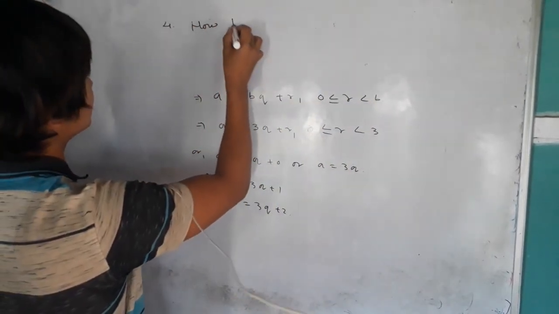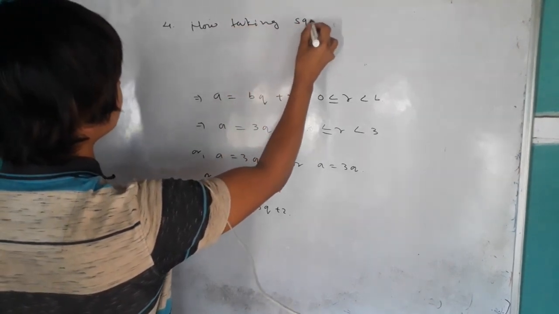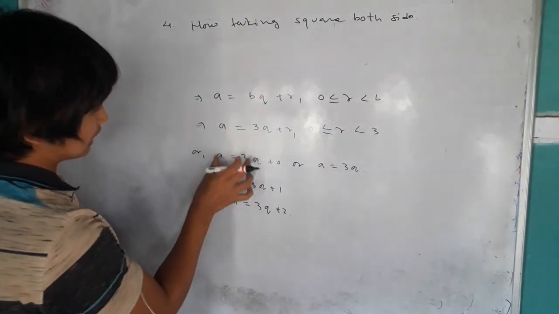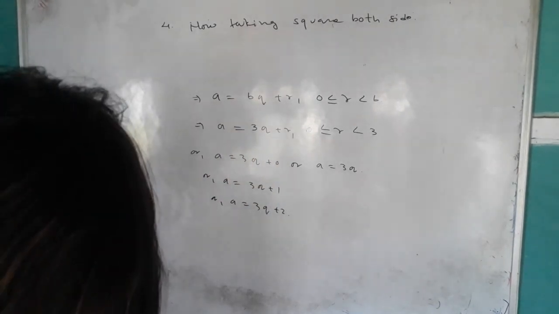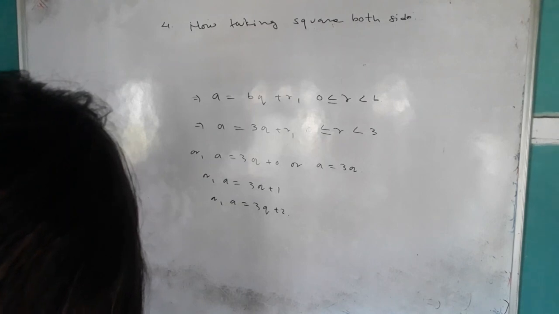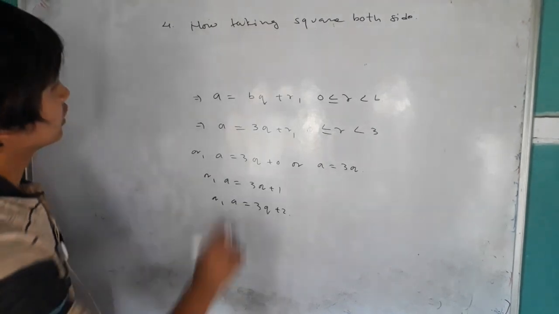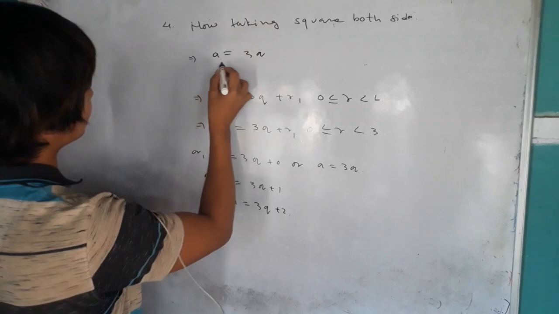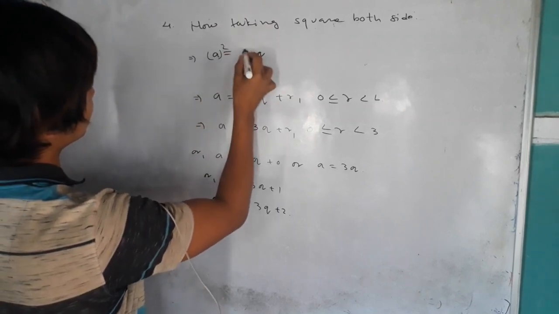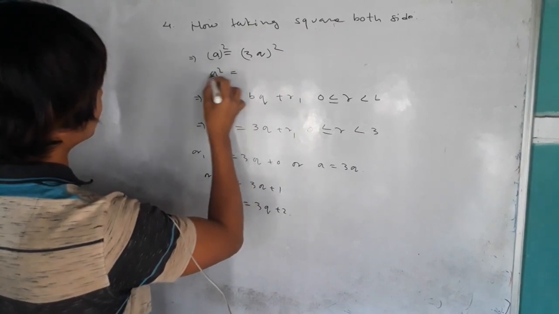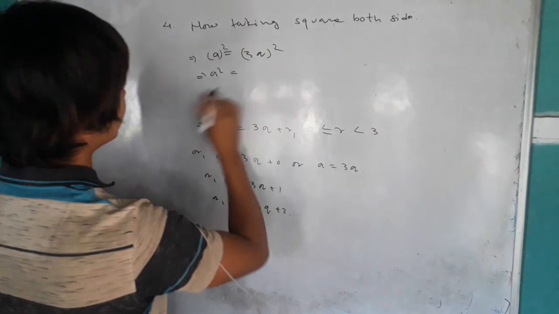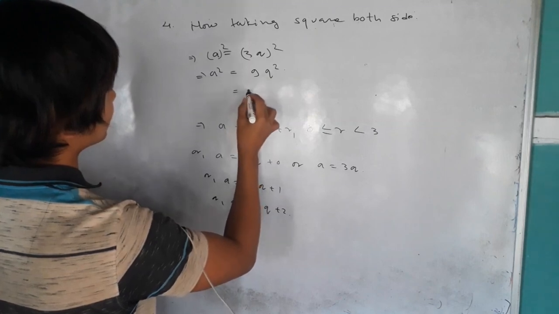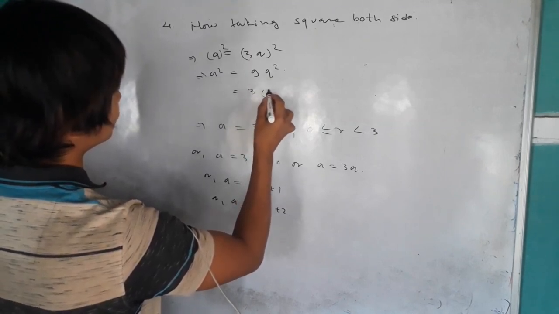Now taking square both sides. Here is a equals 3q. So we will square this both sides. Squaring, what will be the answer? This will be a square, and 3 square is 9, q square. So we can write 3 as a common, 3 into 3 is 9, q square.